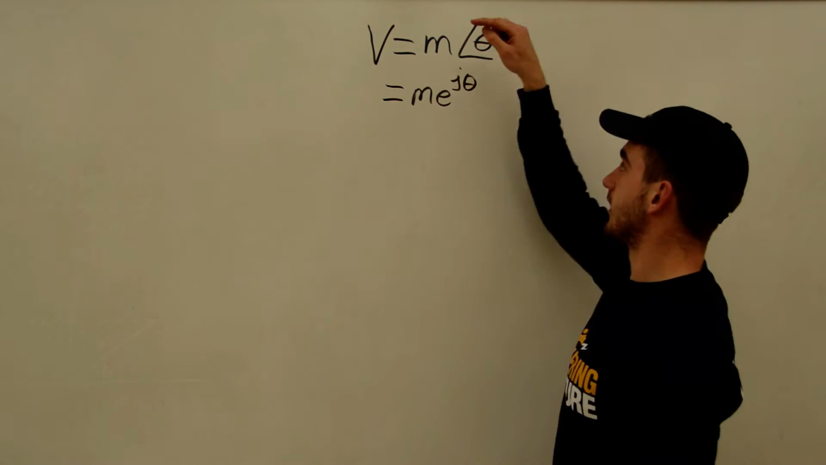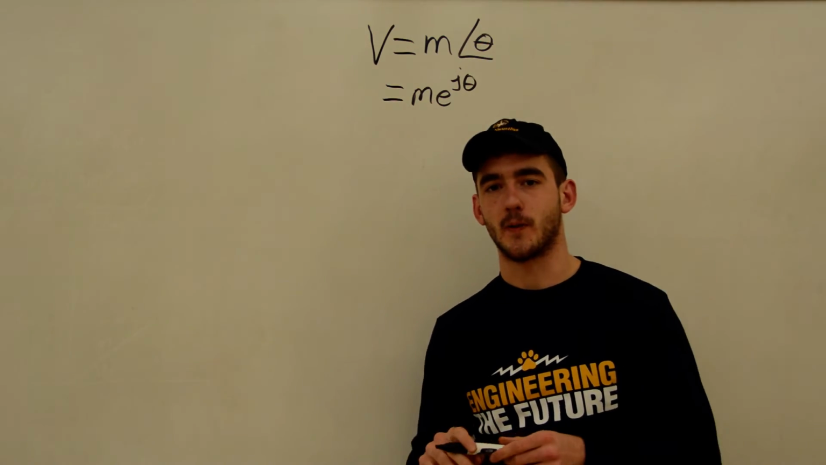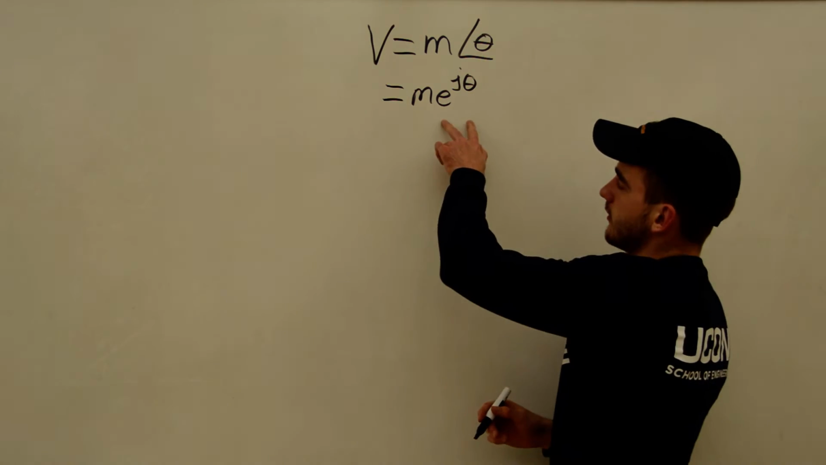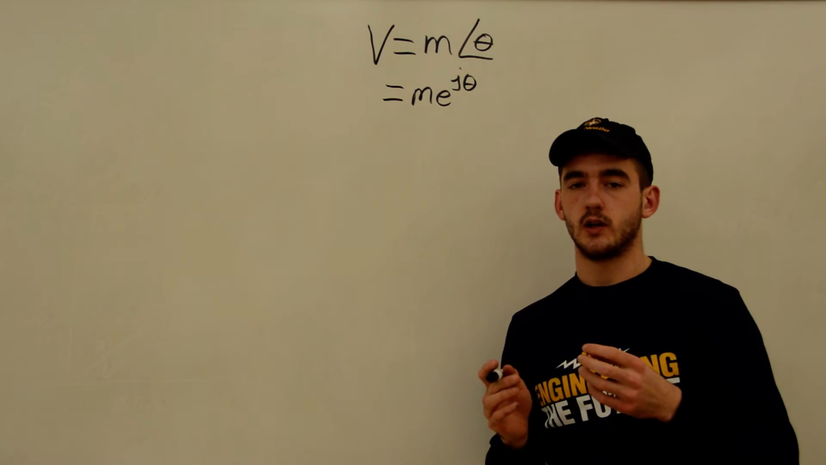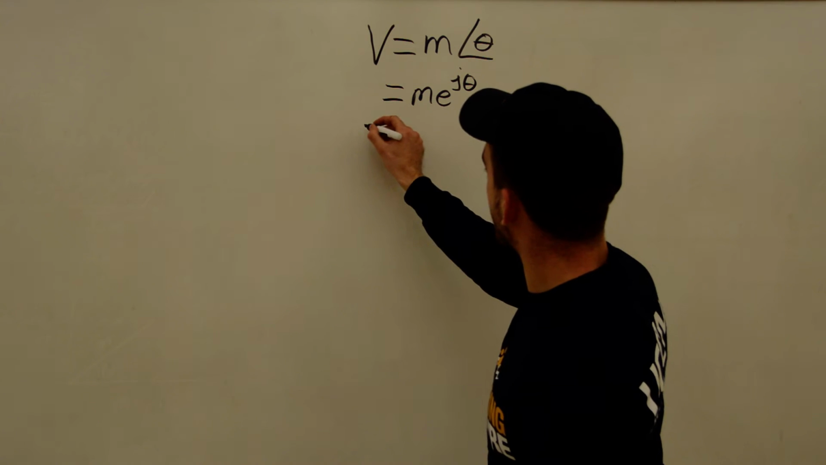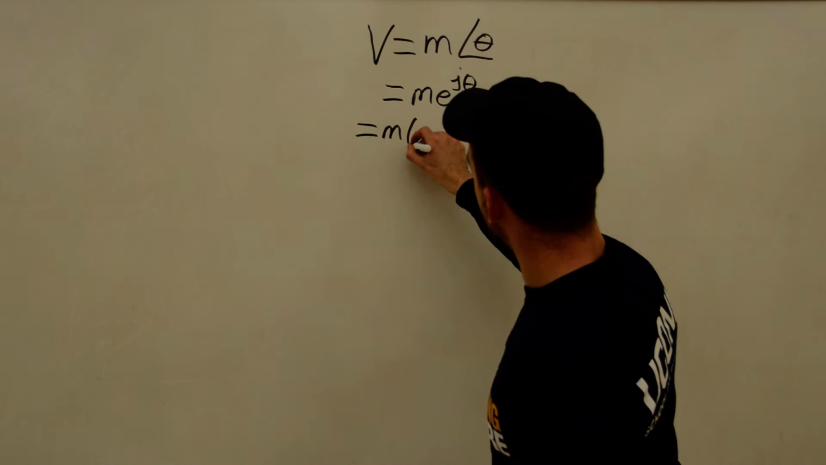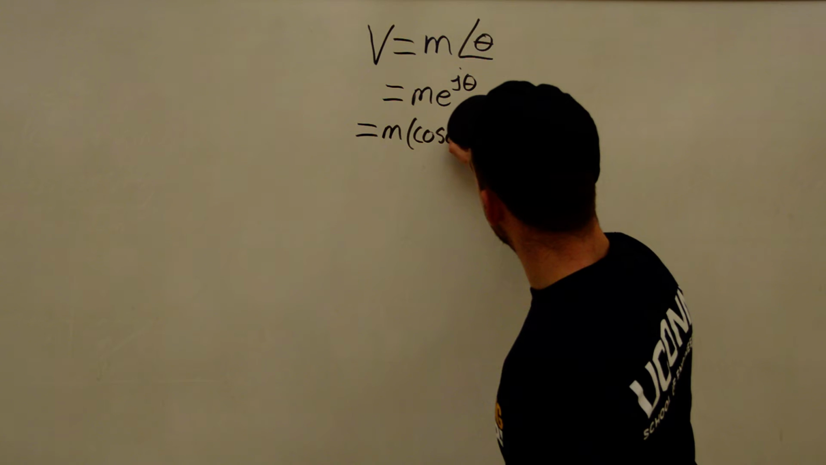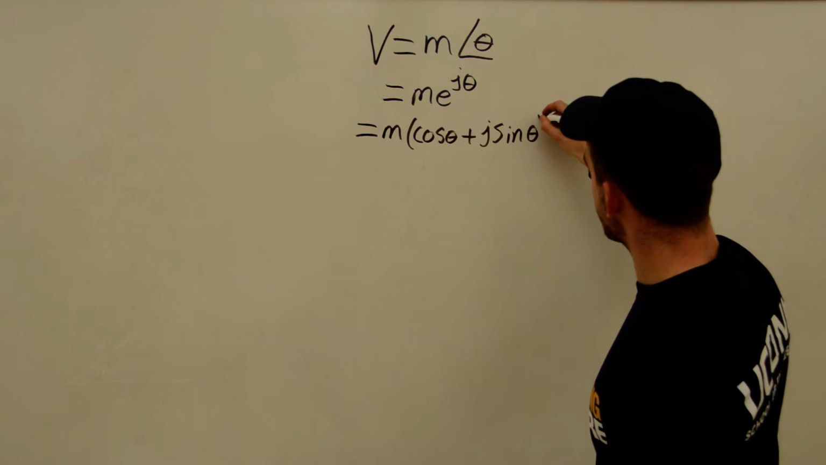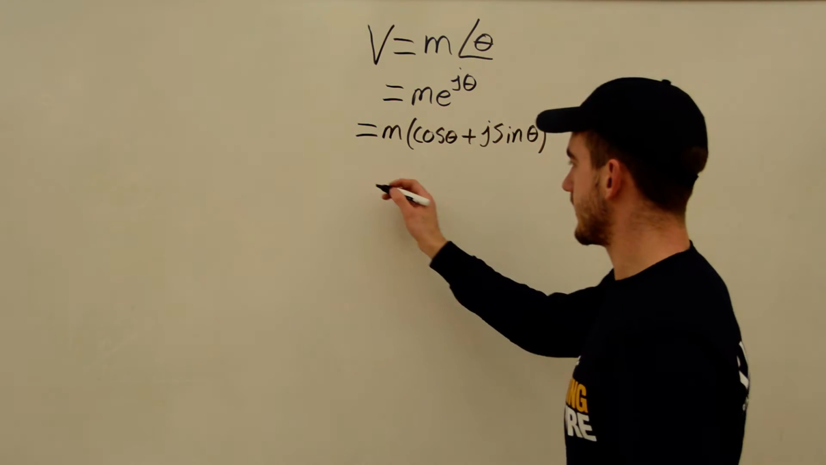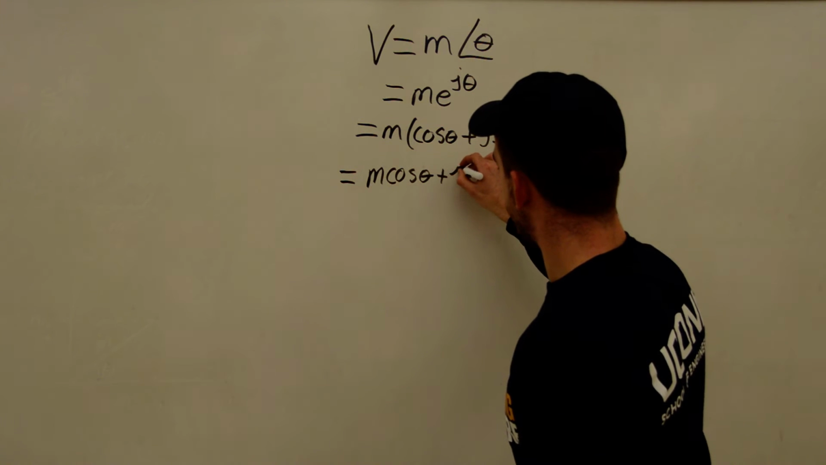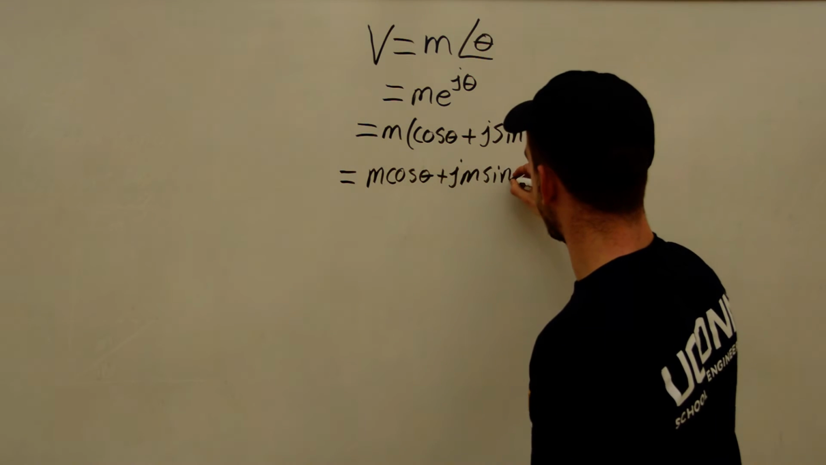We're just going to take this as a given from here to here. You can look it up in a math book if you want. If you remember from Calc 2, Euler's identity I think it is, we can turn e to the j theta into cosine theta plus j sine theta. So if we write that out, we're going to have V equals M times cosine theta plus j sine theta. And if we distribute the M, we'll have M cosine theta plus j M sine theta.